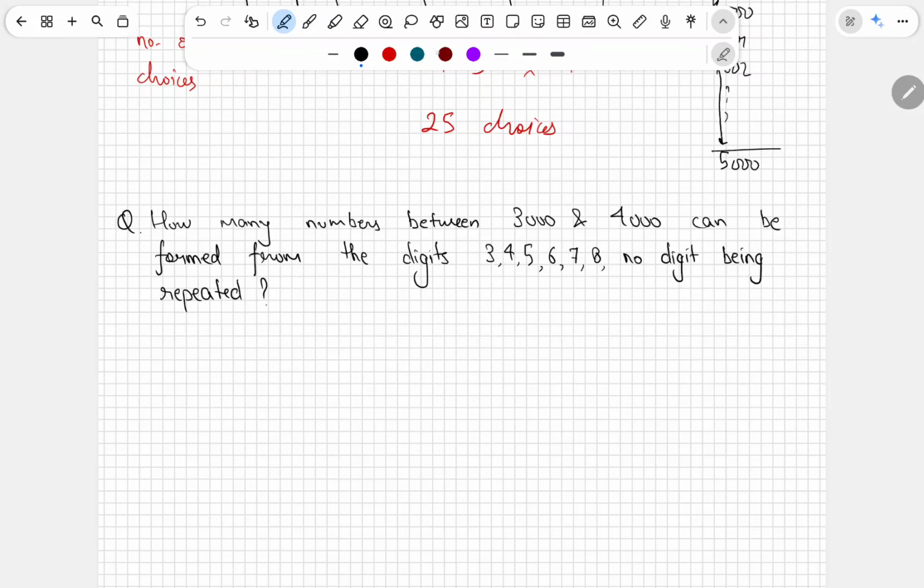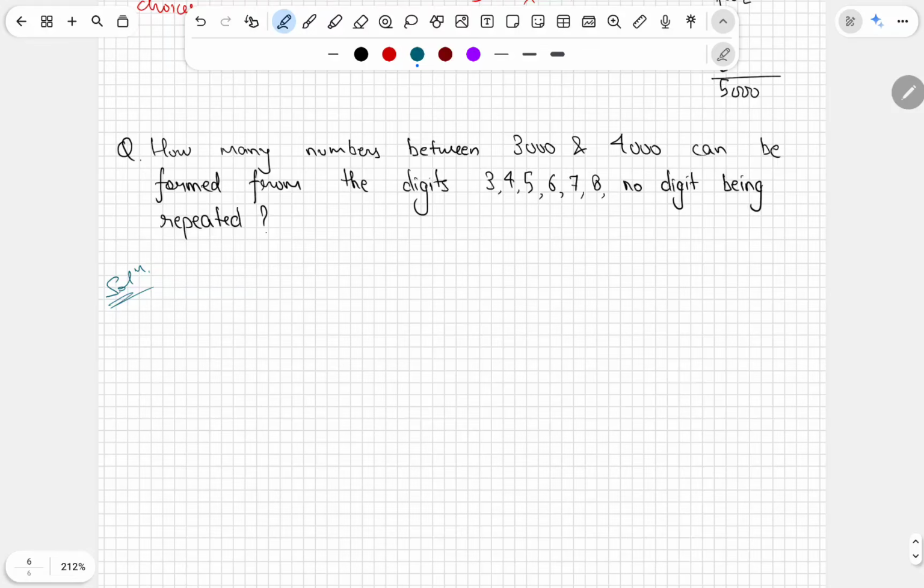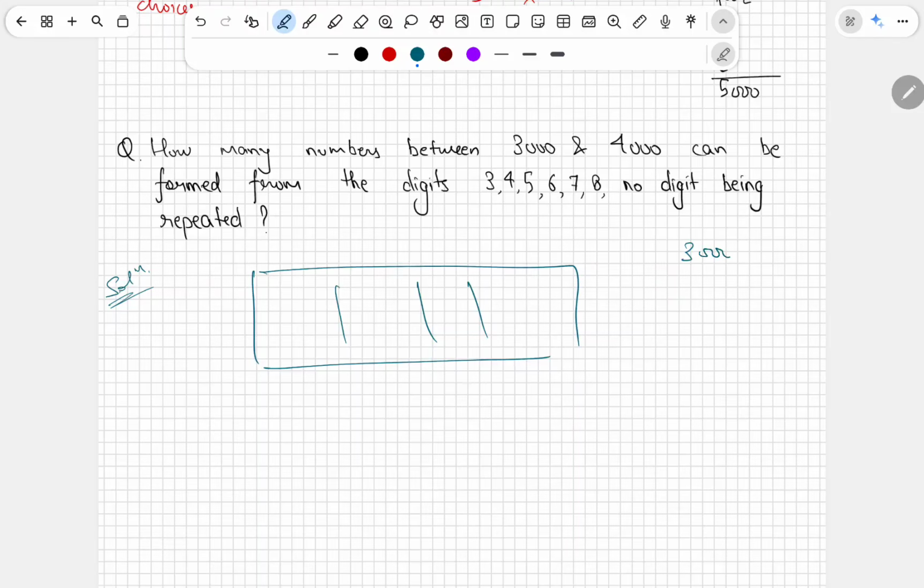Now let's discuss a different concept on a different question. How many numbers are there between 3000 and 4000? The numbers would look like this: 3000, 3001, 3002, and so on till 4000. As you can observe, in this place all the digits are going to be 3. So 3 is fixed over here. Now if 3 is fixed over here, then I cannot use 3 again because no digit is being repeated.